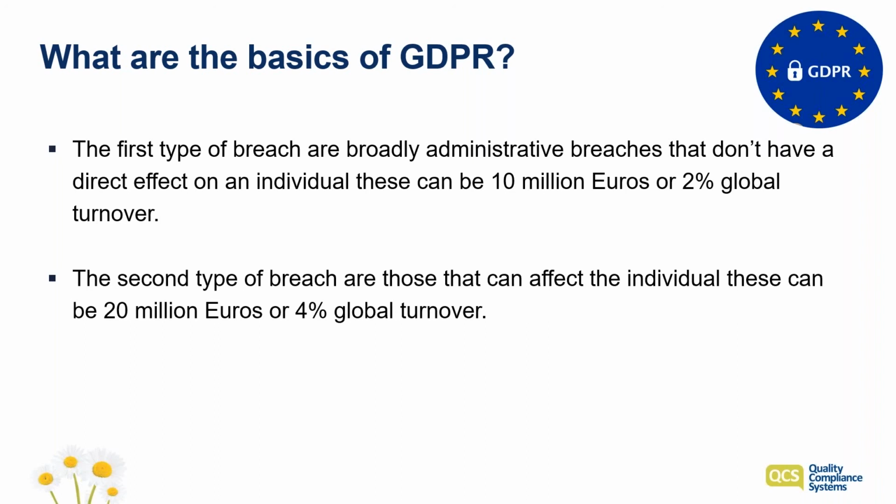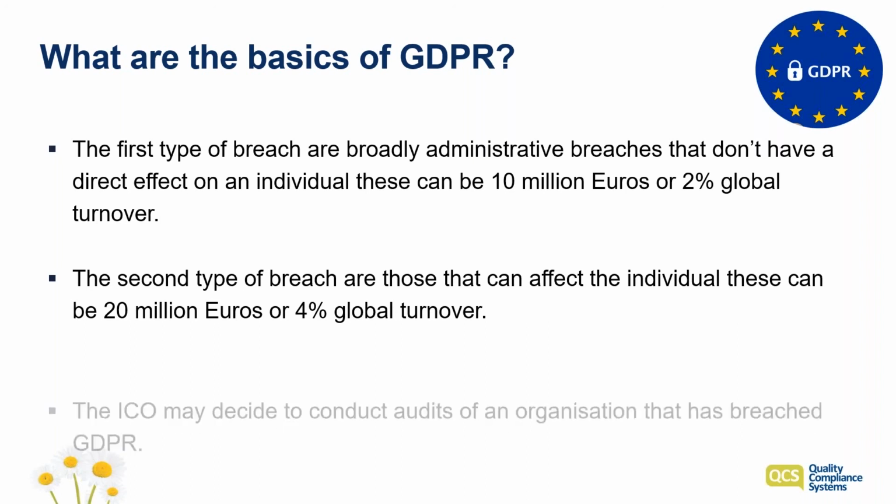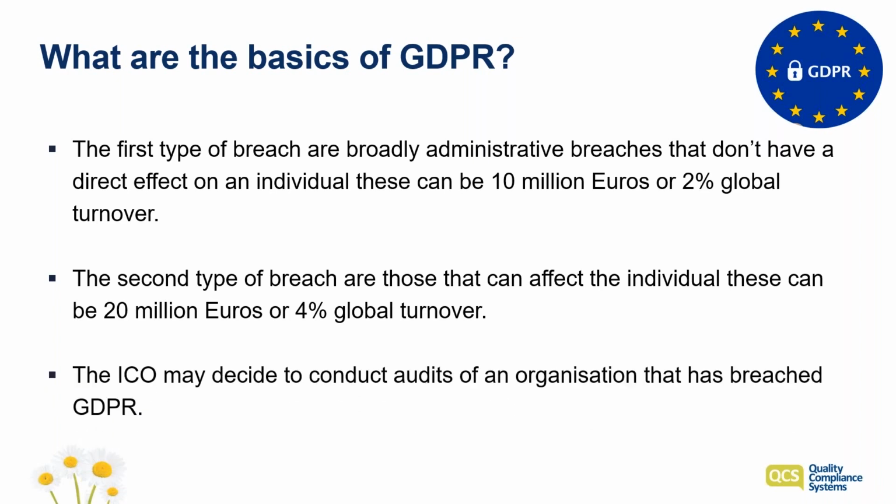As well as being able to impose fines, the ICO may decide to conduct audits of an organisation that has breached GDPR, issue warnings and reprimands, and impose limitations and restrictions around that organisation's ability to process personal data.